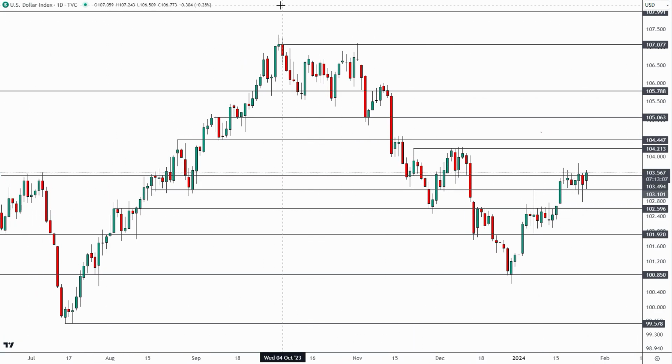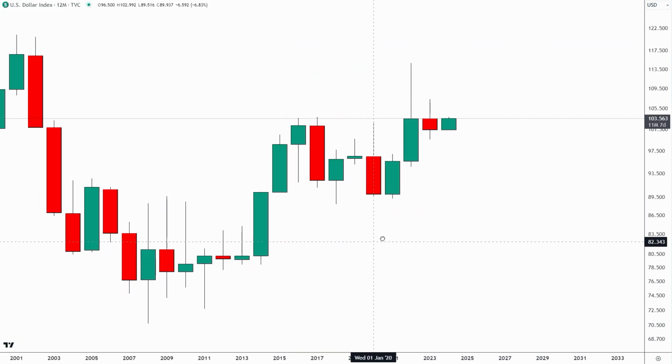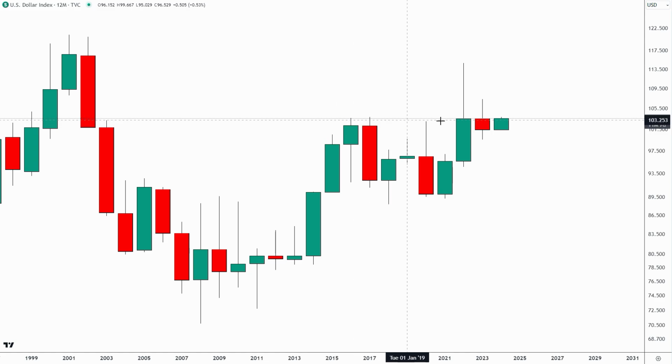However, if you go to the 12-month time frame, and I'm going to turn these levels off so it's a little bit more clear, but this is what we discussed before. So this is the 12-month chart. Every candle on here shows 1 year. And what you're going to notice is that ever since 2016, this area through 103.50 has been critical.